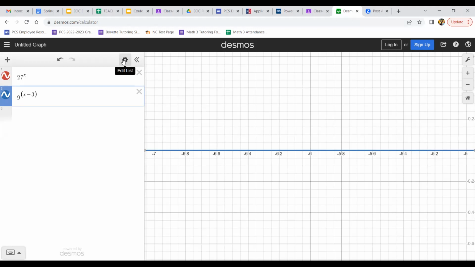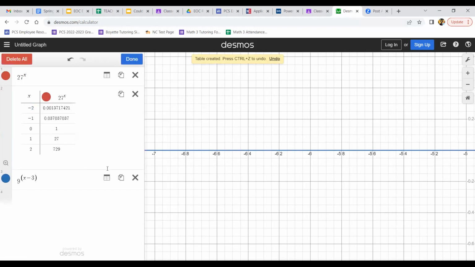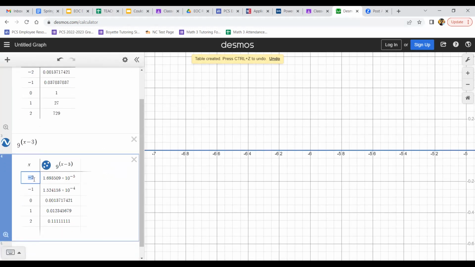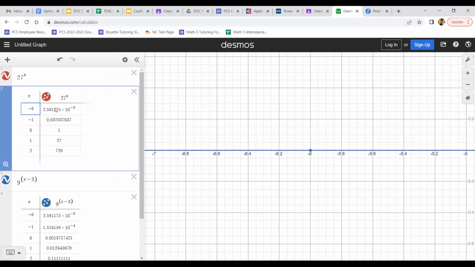The other way we could tell is we could look at the list. I'm going to pull up the table for both of these. If we had multiple choice answers, we could plug in -6 for this one and -6 for this one, and compare the decimals. I can see that at -6, those decimals are identical to each other. If I had multiple choice answers, that problem would obviously have been a lot easier. I can't do that without the multiple choice answers though.